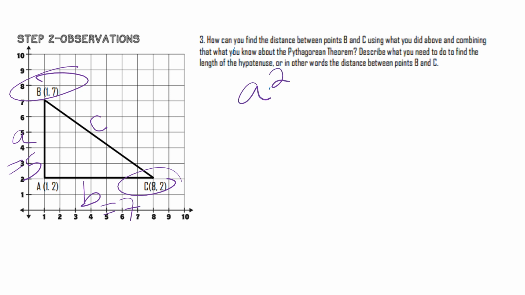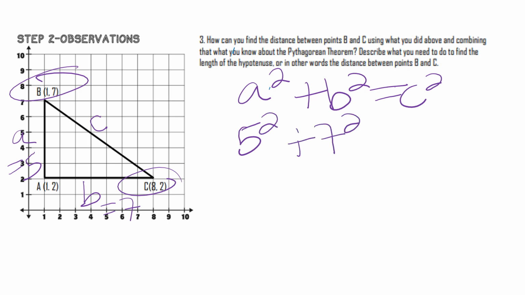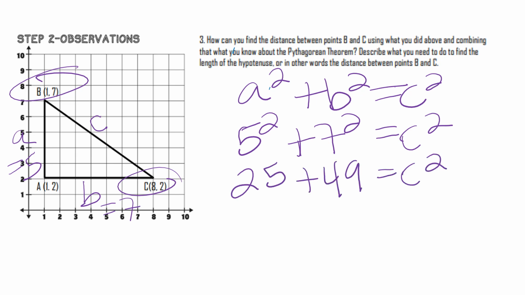I know the Pythagorean theorem is A squared plus B squared equals C squared. So if I take these lengths and substitute them, 5 squared plus 7 squared is equal to C squared, I get 25 plus 49 equals C squared. Yes, you should be writing this down. Add these together, you get 74 equals C squared.